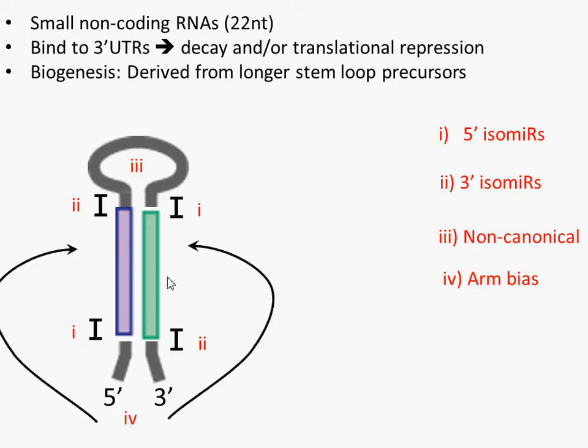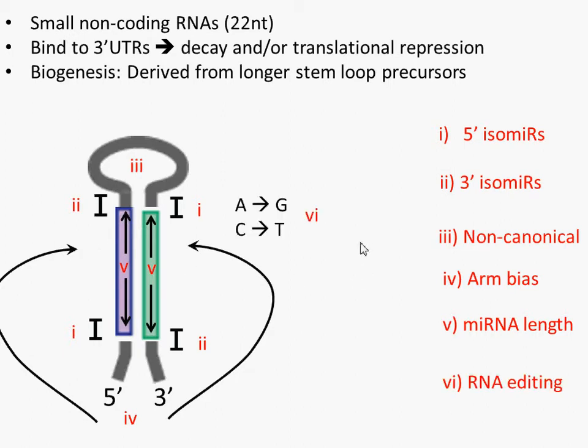The miRspring document can also give you an arm bias, that is, it will let you know what arm is preferentially processed from this precursor sequence, and I'll go over that a little bit more in the table. It can also give you a report on the microRNA length of the mature species, and it can also give you a report on mismatches, which you can infer to be RNA editing events. Okay, let's have a look at the report.